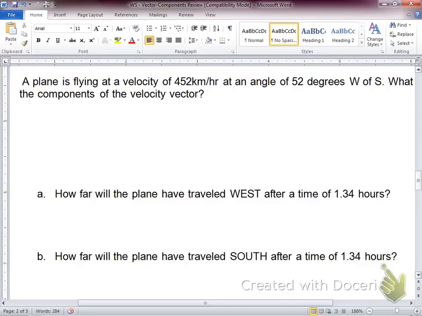All right, this tells us a plane flies 452 kilometers per hour at 52 degrees west of south. What are the components of our velocity vector? In this particular case, we don't have to convert it to meters per second. We can leave it in kilometers per hour, that's fine.